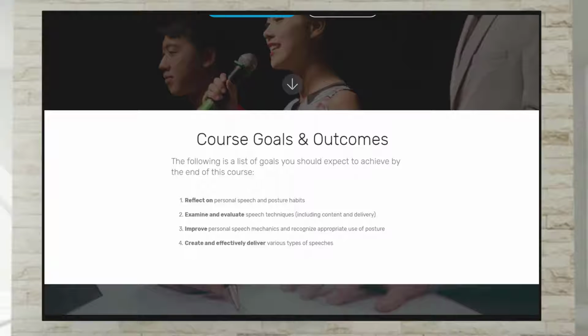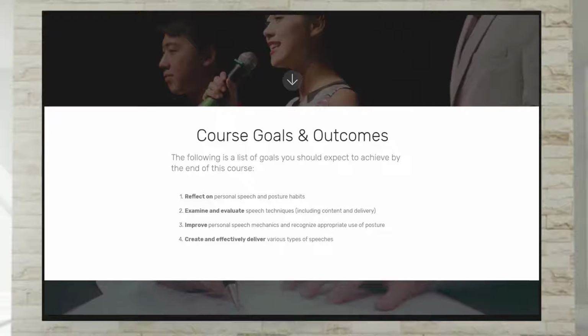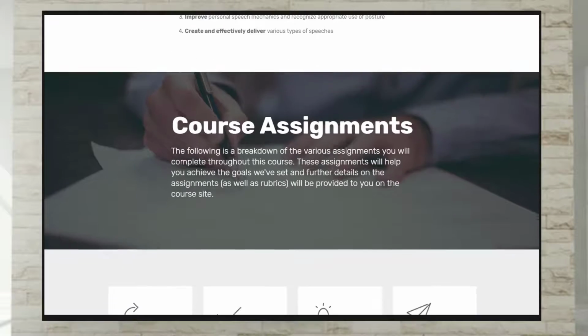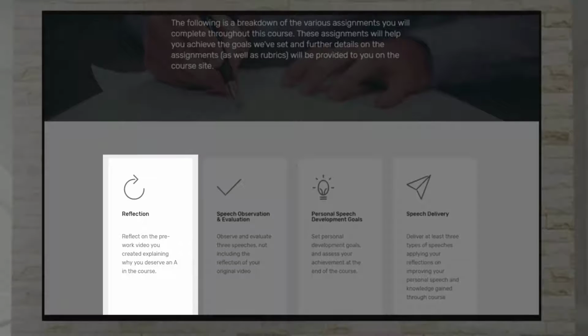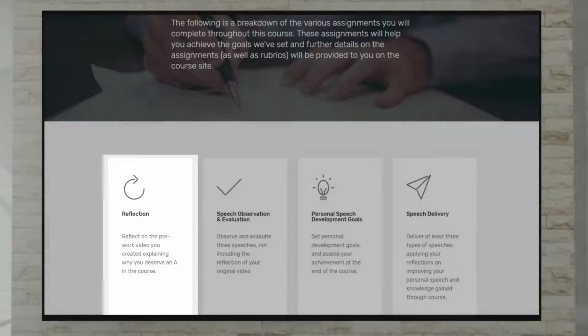of speeches. So now you want to move into thinking about how you'll measure those goals. Let's start with the first goal, as it's an easy one. In order for learners to reflect on personal speech and posture habits, you'll probably want them to do a low-stakes pre-activity to get them started, and this should ideally happen prior to any form of instruction.